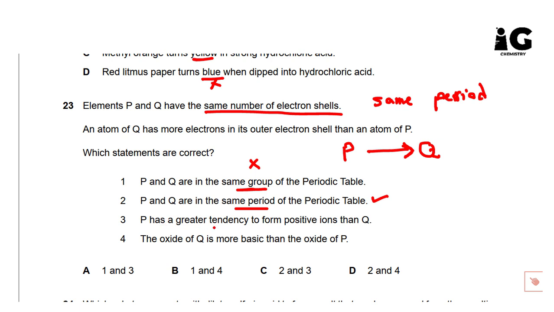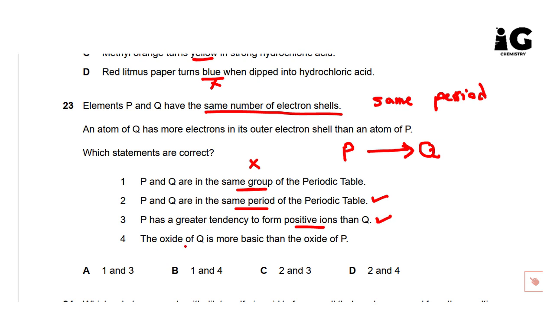P has a greater tendency to form a positive ion than Q. If you check again, we said P is supposed to be to the left side and Q to the right side. This is the rule in the periodic table: the one to the left side is supposed to have a greater tendency to form a positive ion. So this is correct for P.